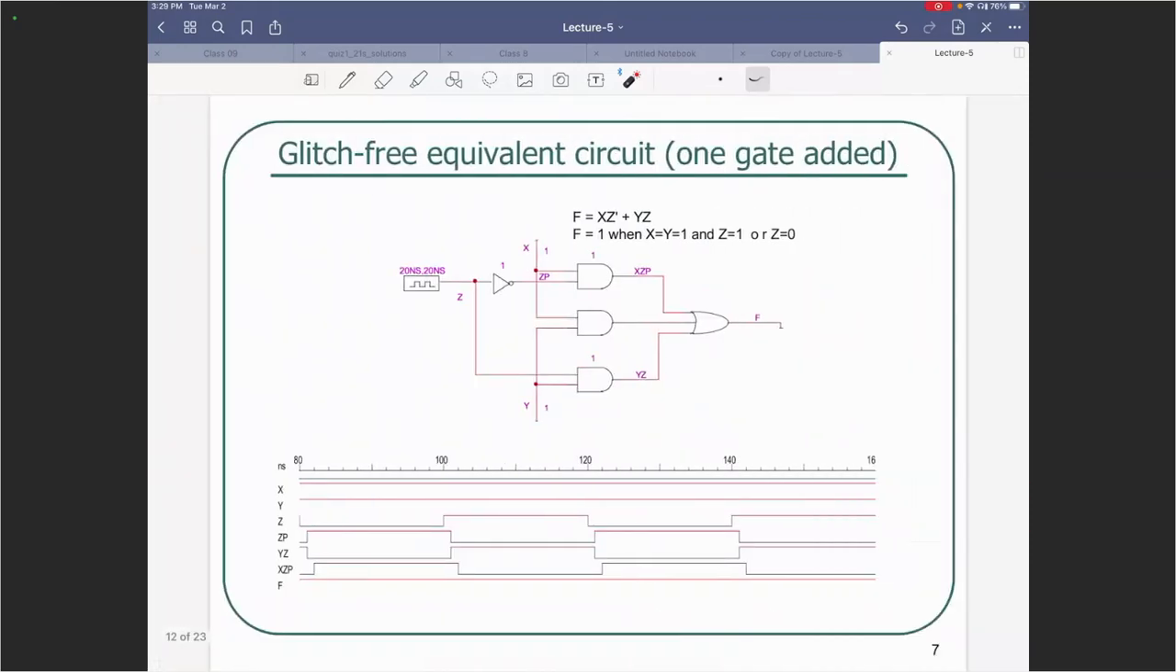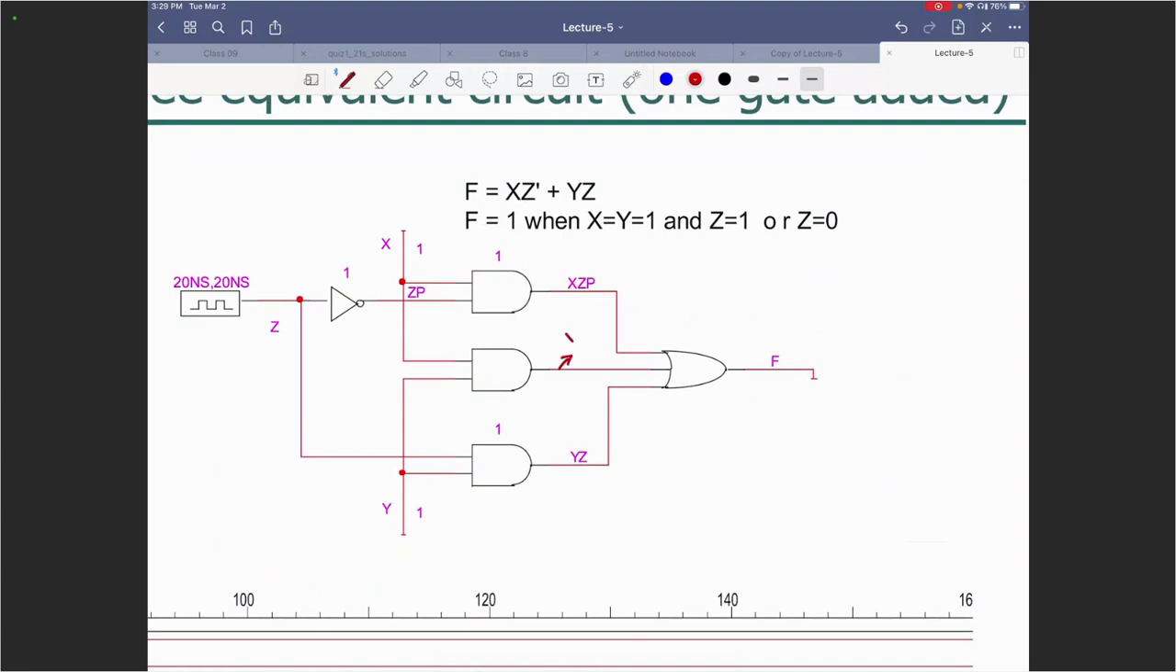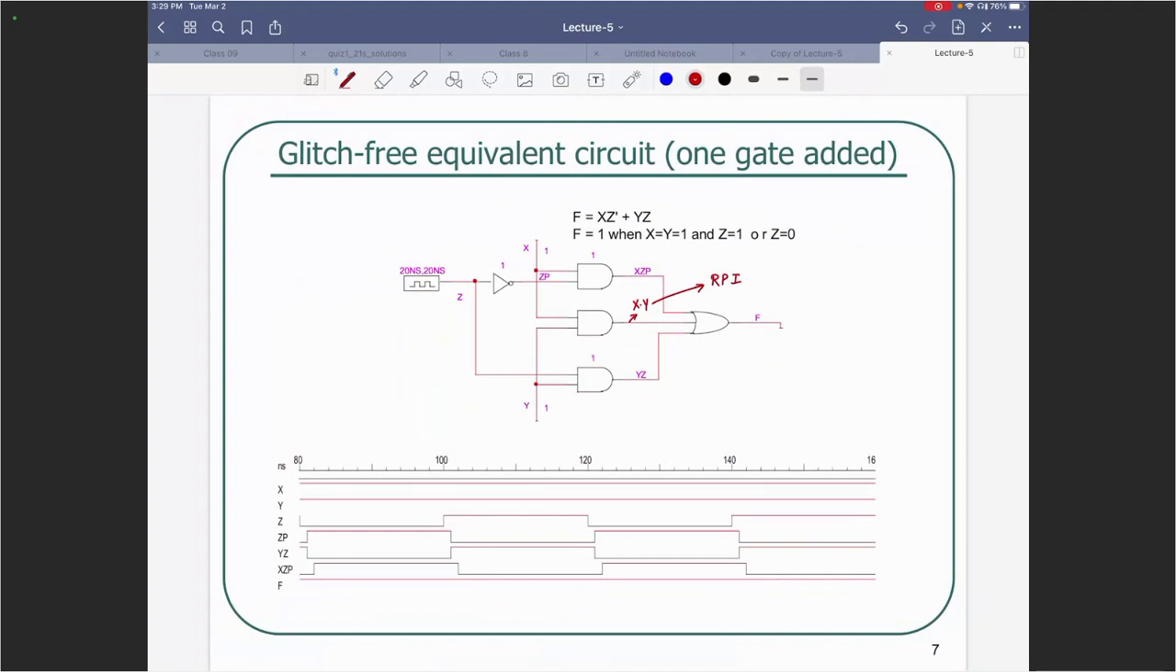Okay, so our glitch-free equivalent circuit with one gate added looks like this. We have taken X, we have taken Y, we have put them through an AND gate to give us X and Y. That was our redundant prime implicant. Also called the product of the residues. We'll talk about what is residue, what is coupled variable in a little bit, but that is also an alternate way of talking about hazard covers.